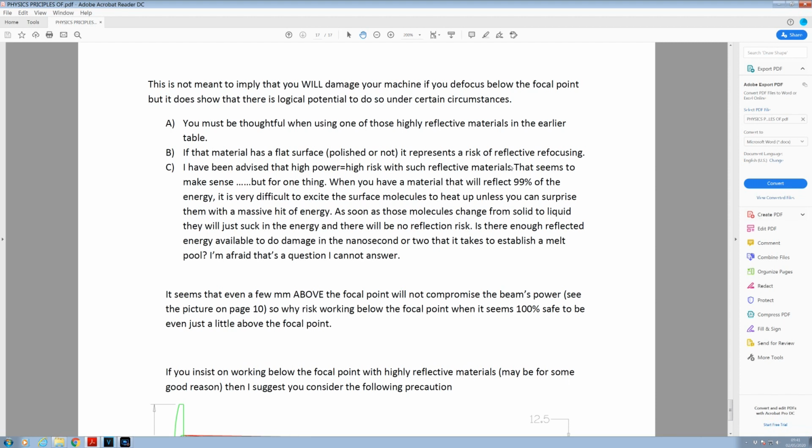If we can sneak up on it quick enough, we may well melt it before it has a chance to realise that it's been hit. And if we melt the material and change it into a puddle, all of a sudden it absorbs all the energy rather than reflecting it. But that then leaves one question which I'm afraid I cannot answer. Is there enough reflected energy in that very, very short period of time to go back through the optical system and damage it before the energy starts being 100% absorbed by the melt pool? But if we stay above the focal point, I don't think we even have to worry about the problem.